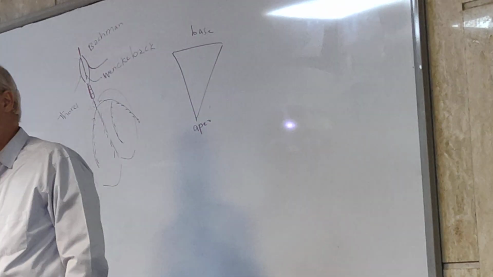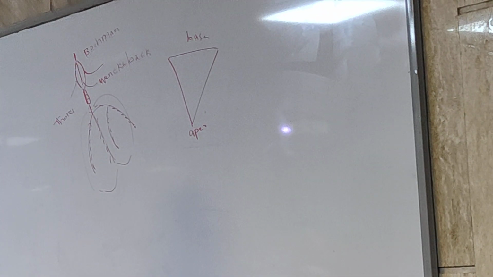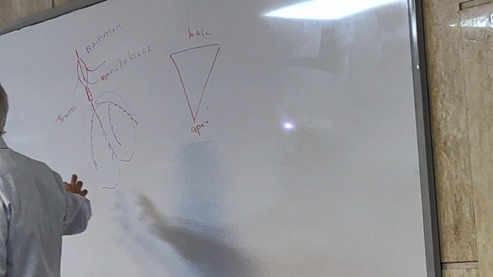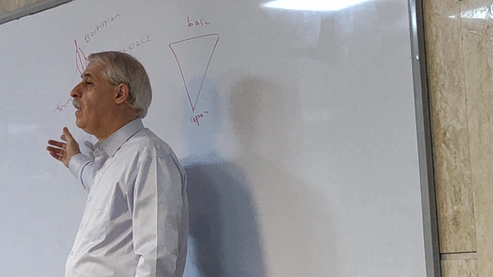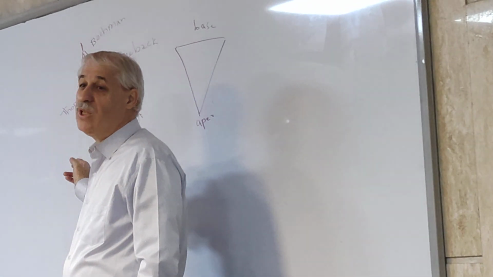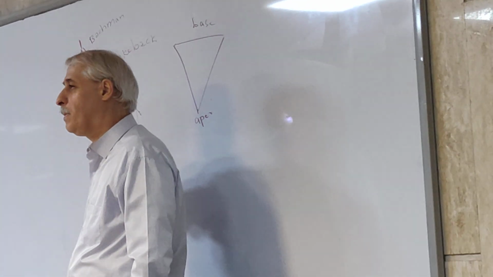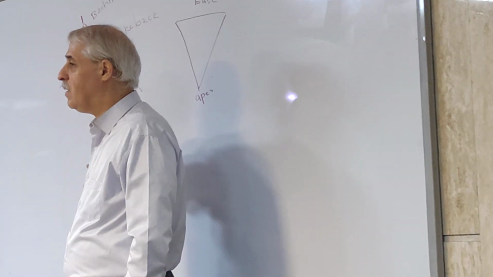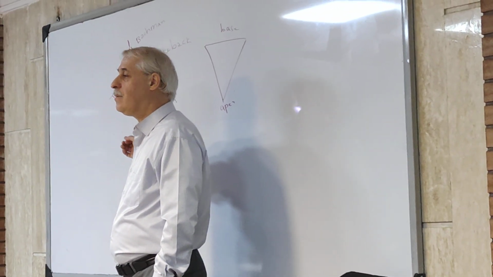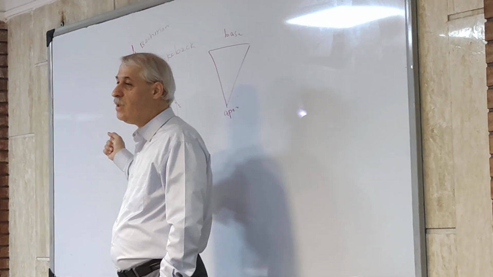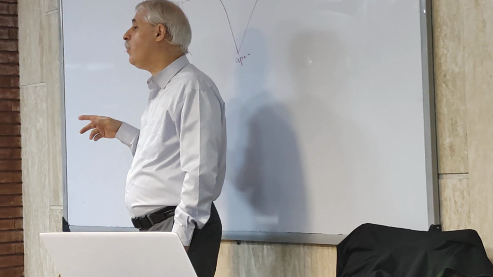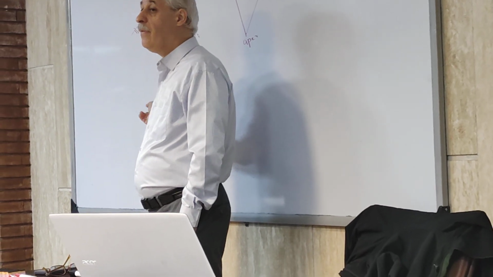Purkinje is also an anatomist from Hungary, a physician. That is why they call them Purkinje fibers. This is the conduction system. The fastest part of the conduction system is the Purkinje fibers, 1.5 up to 4 meters per second.